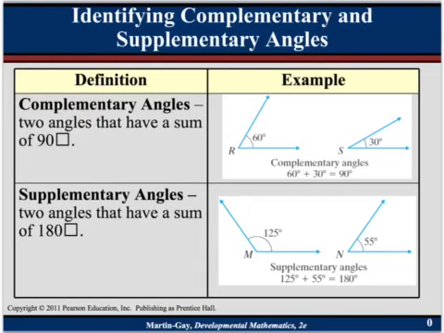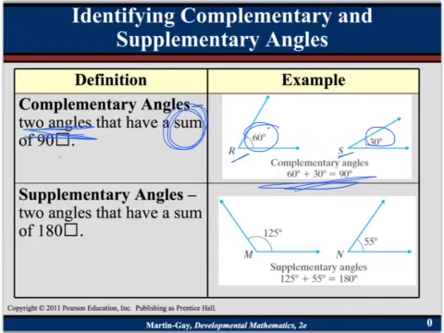Complementary angles, these are two angles that have a sum of 90 degrees. So angle R and angle S are complementary because when you add this angle, 60 degrees, and this angle, 30 degrees, you get 90 degrees. So the sum of angle R and angle S is 90 degrees, which makes them complementary.